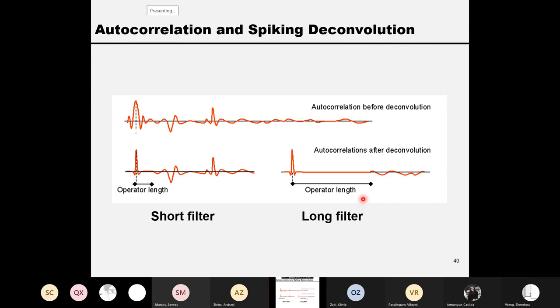But the result of that depends on the operator length, which means filter length. Okay, AF equal to B, F is a vector. The number of samples in F really means how many samples in your filter, means the operator length. So this parameter gives you different results. So this parameter you need to test based on data, all right? That's the autocorrelation of original seismic data. After the spark decon, if you have a short operator, that means you keep the first sample untouched, but the rest be zeroed out. For the longer operator length, you keep the autocorrelation of the first sample and then zero out these samples. That's the autocorrelation after deconvolution, okay?